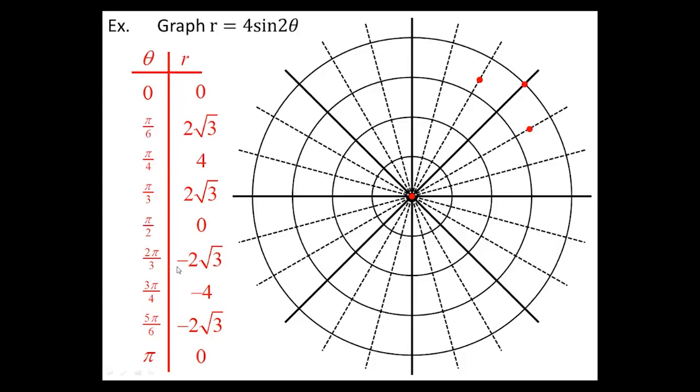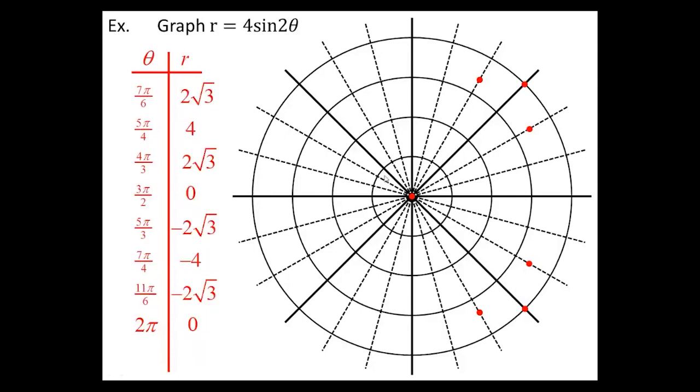Alright, let's keep going. At 2 pi over 3, I've got negative 2 root 3. So instead of plotting it up here, I'm going to plot it down here. And then the same thing with negative 4. And the same thing with the next one, negative 2 root 3. So these 3 values, remember, these are technically not 4th quadrant values. These are 2nd quadrant values that are being plotted in the negative. We can keep going. Now we're going to be on to the 3rd quadrant, 7 pi over 6, 5 pi over 4, and 4 pi over 3. These are going to be positive values, so I'll go ahead and plot them in the 3rd quadrant. Then when I get to the 4th quadrant, once again, negative values, so my 4th quadrant values are actually going to be plotted in the 2nd quadrant at negative 2 root 3, negative 4, negative 2 root 3.